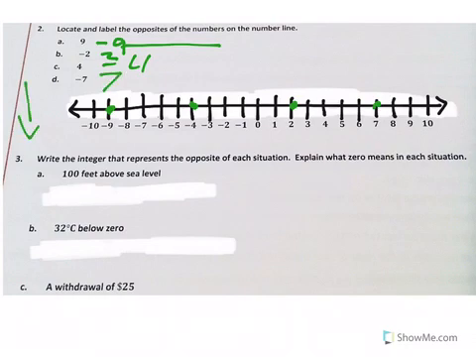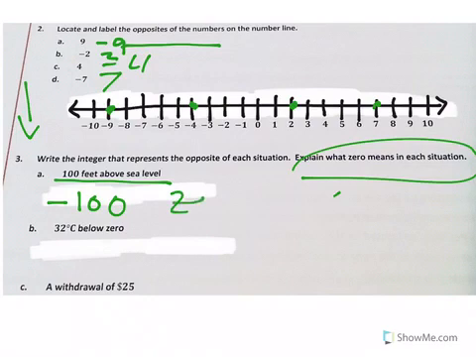Let's go down to our next set of questions here. It says, write the integer that represents the opposite of each situation. Explain what 0 means in each situation. And we'll kind of get to that in a minute. 100 feet above sea level. So if I were to look at this problem, I would know that 100 feet above sea level is 100. If we're going 100 feet below sea level, we'd be looking at negative 100, right? And so in this case, what does 0 mean? 0 is sea level.